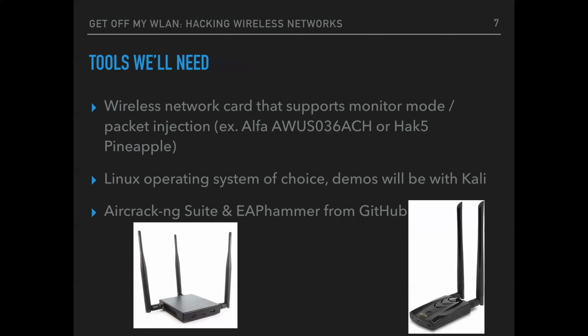Some tools that we'll need to perform these wireless attacks include a wireless network card that supports monitor mode and packet injection. I have two examples here, with the Hak5 Pineapple on the left and the Alpha card on the right, that supports both 2.4 and 5 gigahertz frequency ranges. We also need a Linux operating system of choice. I'm performing my demos in Kali Linux. We're going to be using the Aircrack-ng suite, which comes built into Kali OS. This suite of tools is going to be used for network discovery along with some of our attacks. And then we're also going to be using EAPHammer from GitHub for our evil twin attack and creation of our fake certificate for our enterprise network.